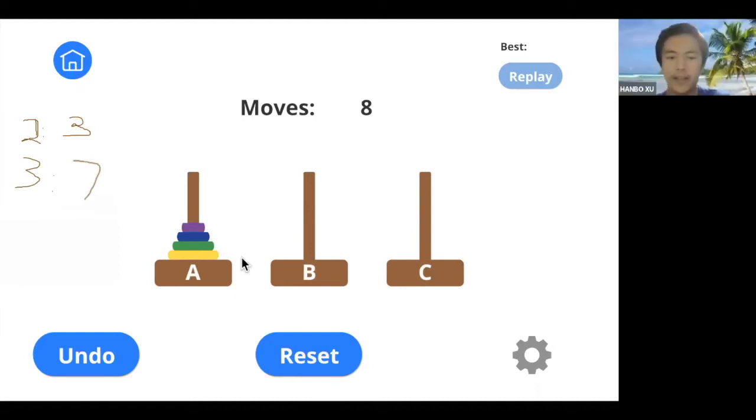Lloyd, you have the right idea here, but basically we want to move the rings from A to C. So you might want to switch what you just did around so that you end up with all the rings on C. Do you want to give it another try?